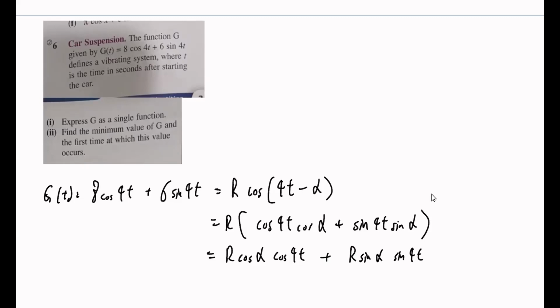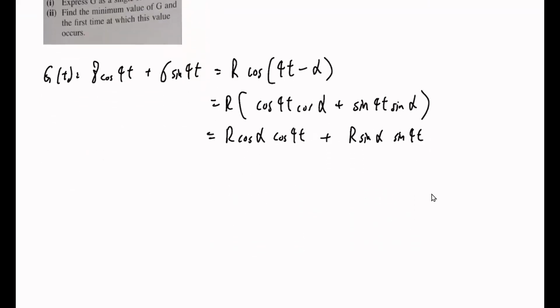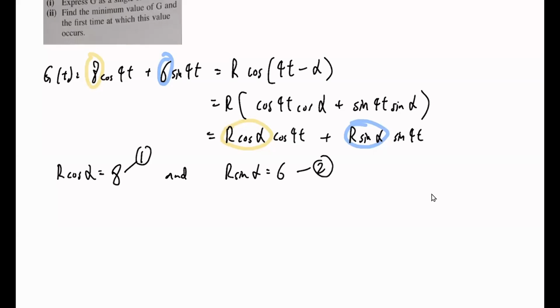Good. So you just compare. It's the same story again. Just endless number of practices for you to get used to it. So therefore, r cos alpha equals 8, and 6 is r sine alpha. Let's call this 1, let's call this 2. If I want to solve for tangent alpha, I will take 2 divided by 1, and I get 6 over 8. So alpha equals tangent inverse of 6 over 8, which is 3 over 4.